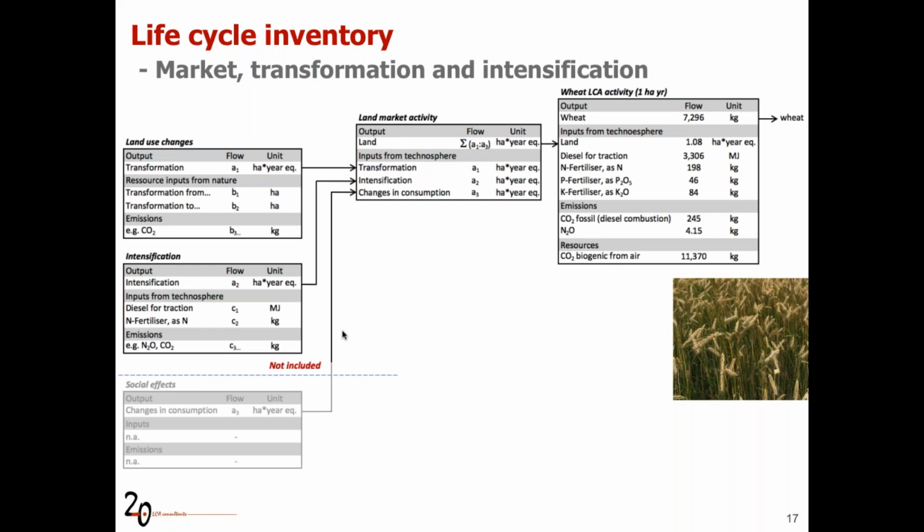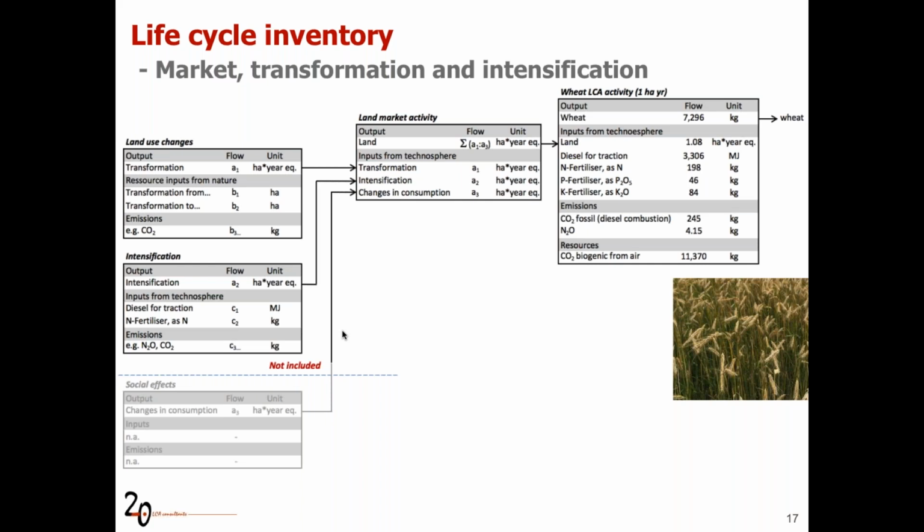You see that we have inputs of transformation, intensification, and the changes in consumption, which I was also referring to before. Now you see, if we go to the left in the bottom, you see that we have set the changes in consumption to 0. So actually we claim that the long-term effects of demanding land will not affect prices as it did for the tortilla crisis in Mexico years ago. And you can actually observe that the tortilla crisis is also over now.